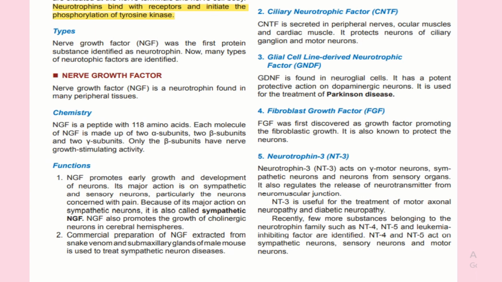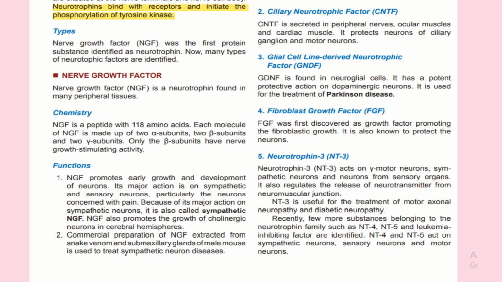What is the chemistry of NGF or nerve growth factor? It is a peptide with 118 amino acids. Each molecule of NGF is made up of 2 alpha subunits, 2 beta subunits, and 2 gamma subunits. Only the beta subunits have nerve growth stimulating activities. The functions of NGF include promoting early growth and development of neurons. Its major action is on the sympathetic and sensory neurons, particularly the neurons concerned with pain. Because of its major action on sympathetic neurons, it is also called sympathetic NGF.